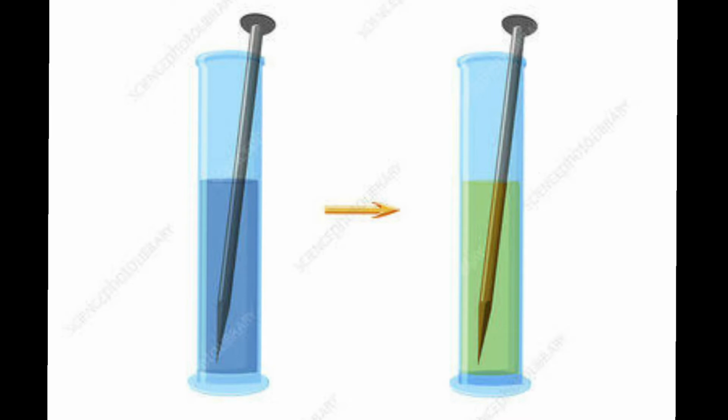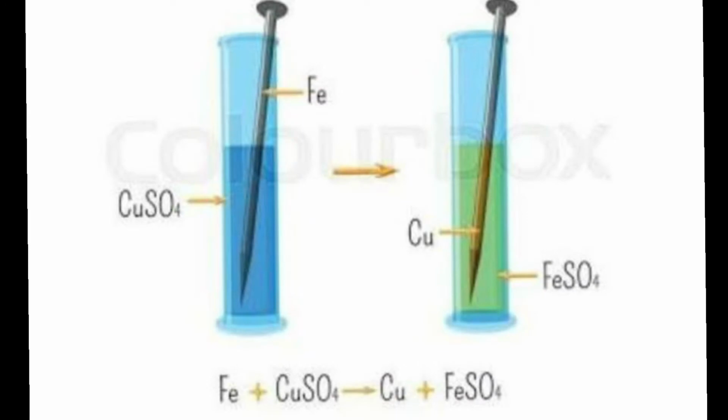We find that the iron nail is covered with a red-brown layer of copper metal, and the original blue color of copper sulfate has faded. The solution turns light green due to the formation of iron sulfate. In this reaction, iron has removed copper from copper sulfate solution, and this is a displacement reaction.